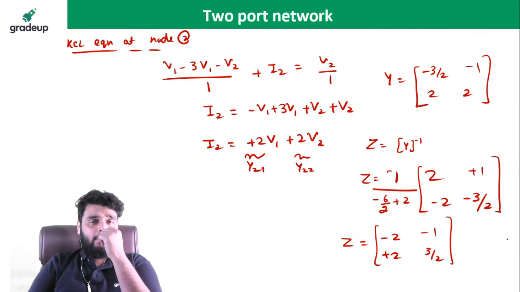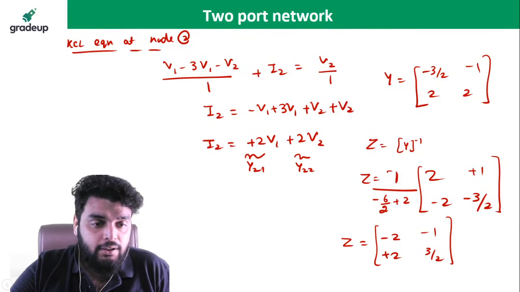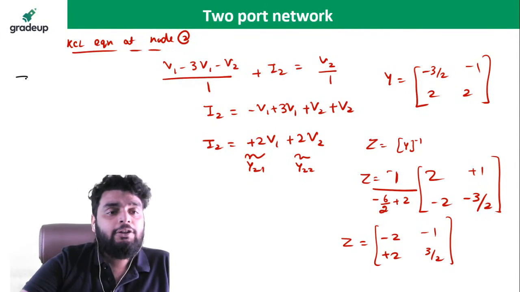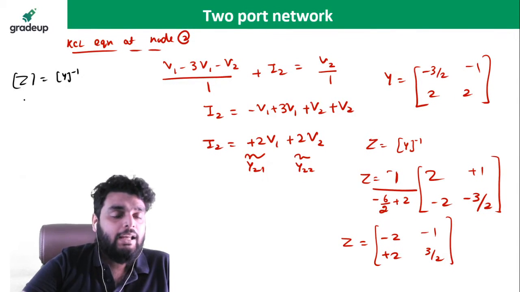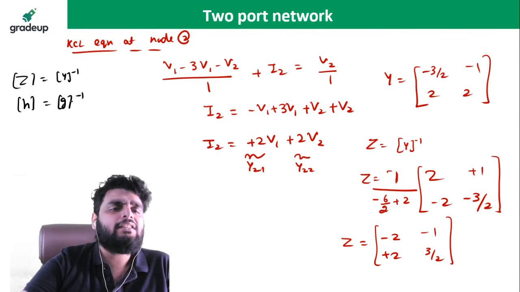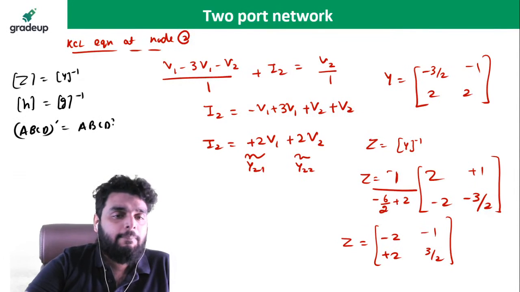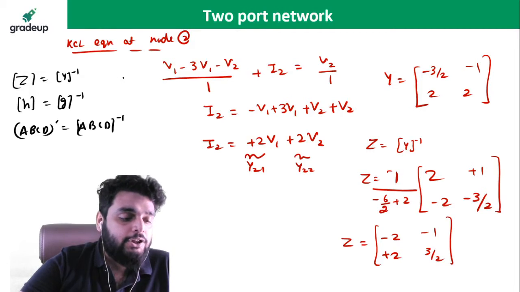Okay. Now बच्चों एक चीज आपको मैं बताऊंगा. One thing I want to discuss with you right now. I know that Z parameter is the inverse of Y. I know H parameter is the inverse of G, or you can say G is the inverse of H. दोनों एक चीज है. ABCD dash is the inverse of ABCD parameter. These three relations we know.